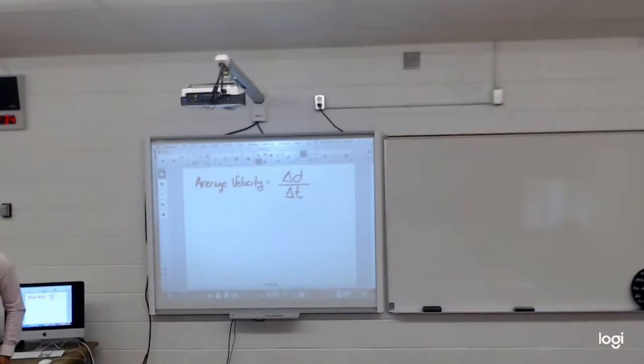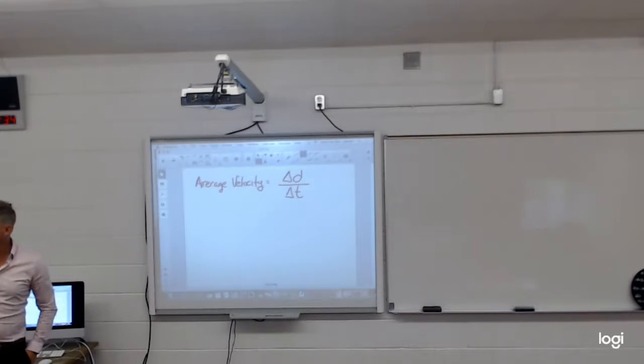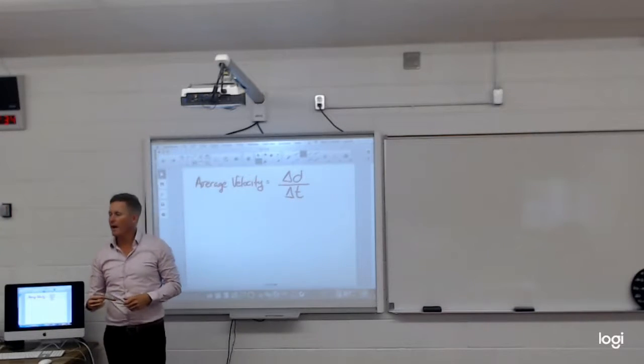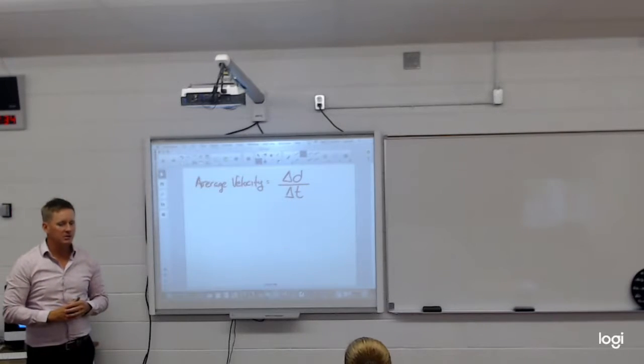If you're looking for average speed, you just take the total distance that you traveled and divide it by the total time traveled. But we don't work with speed, we work with velocity, because velocity also has direction to it. So we have to make sure that we work with velocity more than we work with speed.